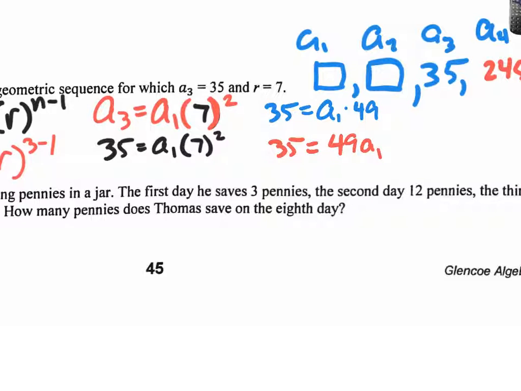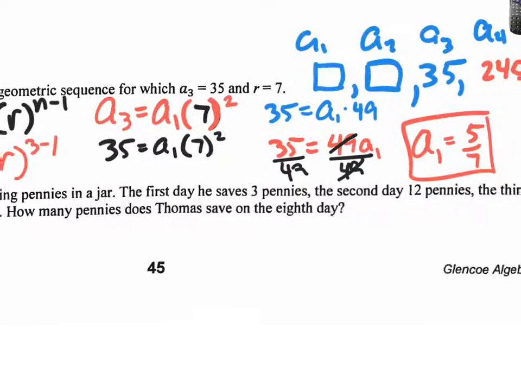Now you don't want the 49. You just want the a sub 1. So you could divide by 49 and you get 35 over 49 as your a sub 1 term. And if on a calculator you go 35 divided by 49, it will give you the decimal 0.714285 repeating, or if you were to use the Casio, it'll give you the reduced fraction of 5/7. In other words, you could reduce 35 and 49 by 7, and it'll become 5/7. So your a sub 1 term is 5/7.